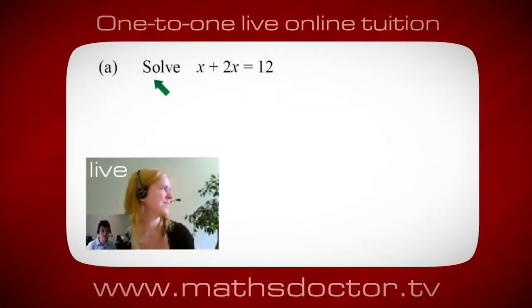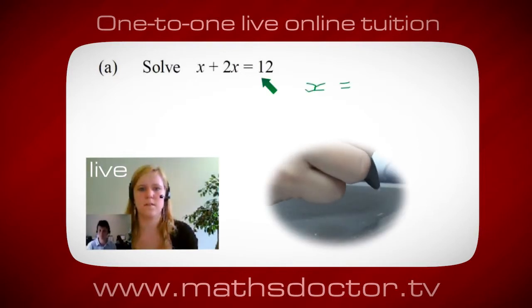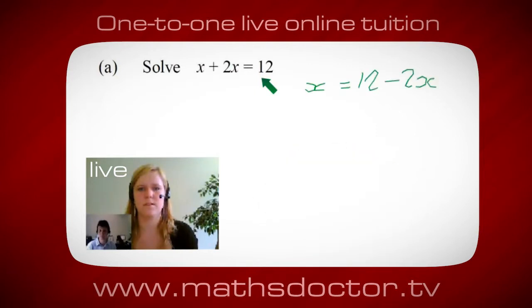Okay, Mary, so let's have a look at this one. So solve x plus 2x equals 12. So what do you think you do first? Okay, well, I want x on its own, so I would put x equals 12 minus 2x. Okay, so a lot of the time we want to get x by itself, but what we want to do first is get all of these x's together. So can you see anything we can do with this? Get all these together in one place.